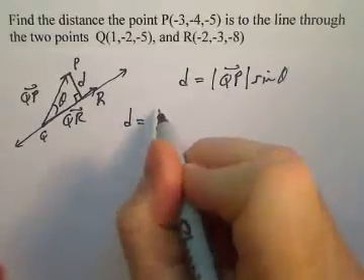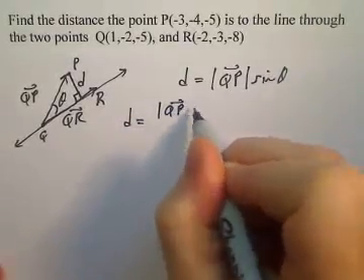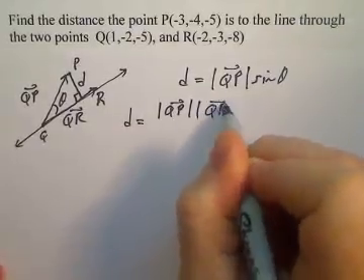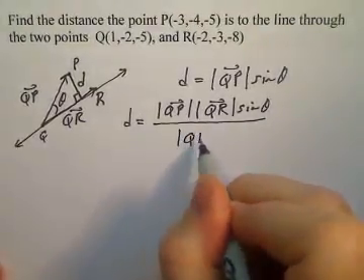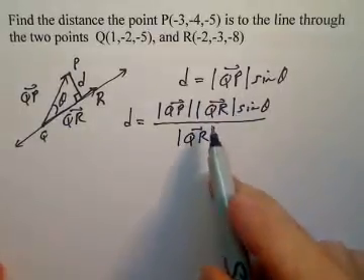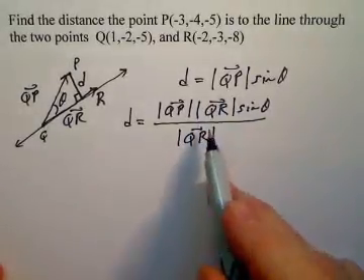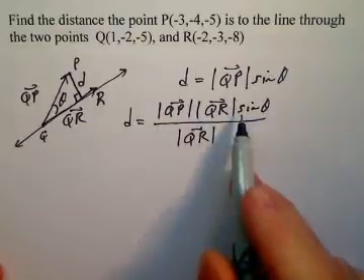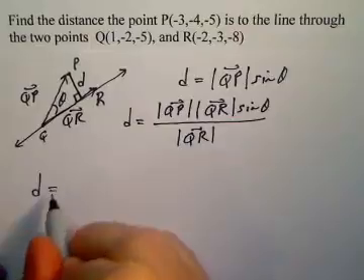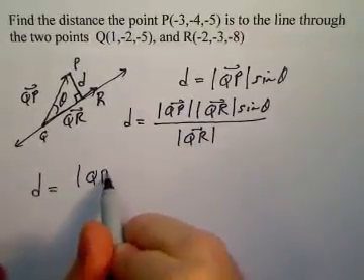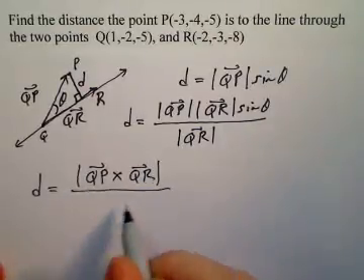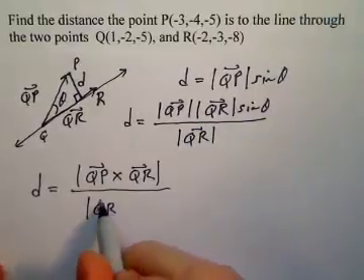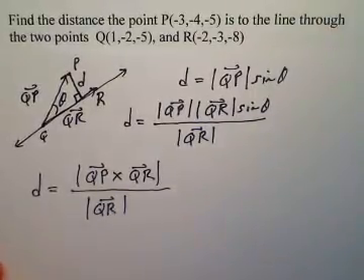But I'm going to write this as magnitude of QP times magnitude of QR times sine of theta over magnitude of QR. So I put a QR in the top and bottom here. You would cancel these out, but I introduced these specifically because the numerator now is the magnitude of a cross product. So our D here is going to be magnitude QP cross QR over magnitude QR. Okay, so I need to figure out the cross product.